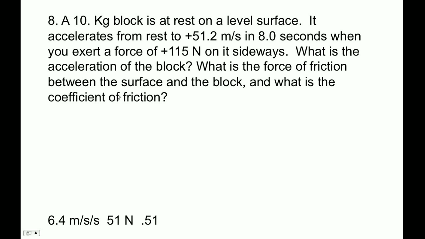Holy cow, look at this thing. This looks like a SUVAT problem, right? Starting from rest, in 8 seconds, when you exert a force, what is the acceleration of the block? What is the force of friction between the surface and the block?